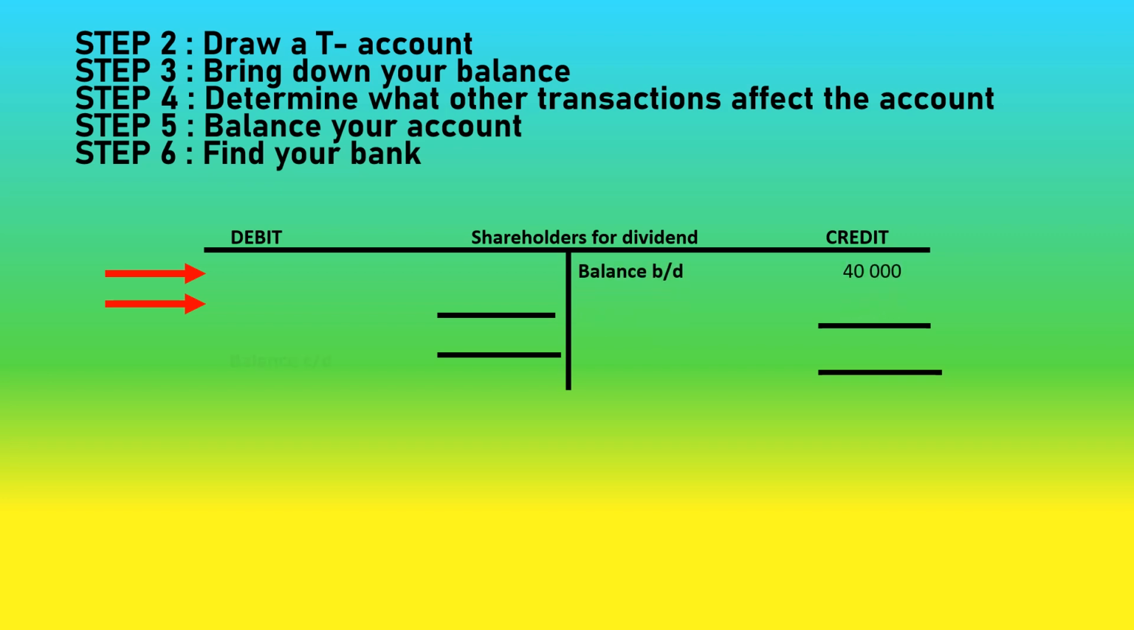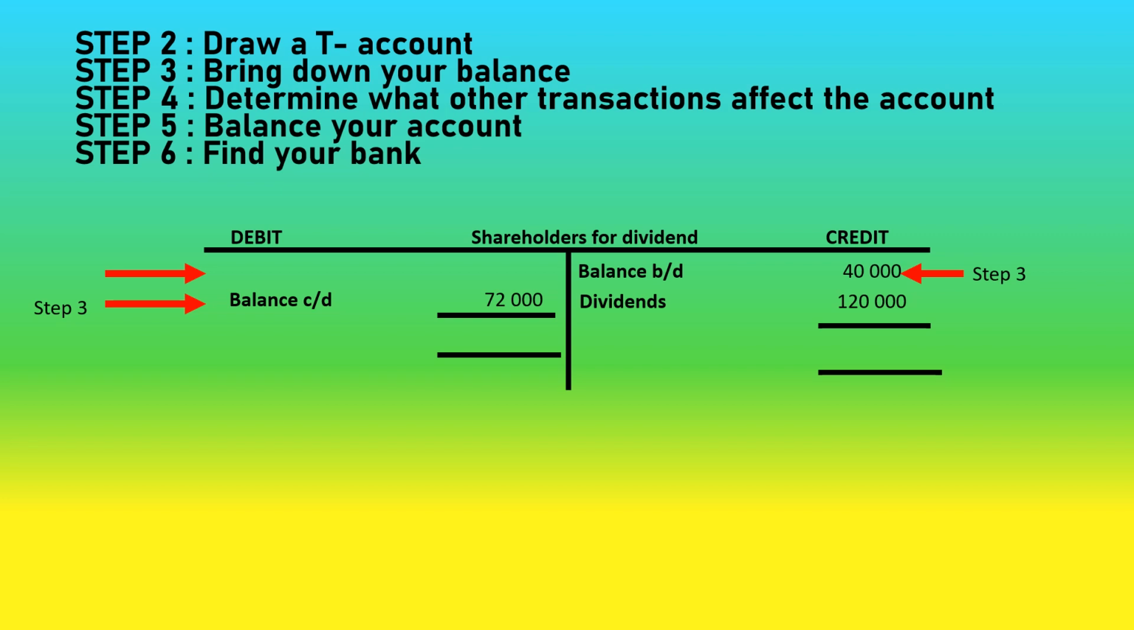Step number 3 is to bring down your balances. This is very easy to do because bringing down your balances, most of the time you'd have this information available to you. And also now that you've highlighted your current year and prior year, you would know where to put the value and which value to use. Determine what other transaction took place in the account. This is an account for shareholders for dividends. What happens in that account? You declare dividends. You would therefore need to find the value of dividends that you've declared, which is 120,000.